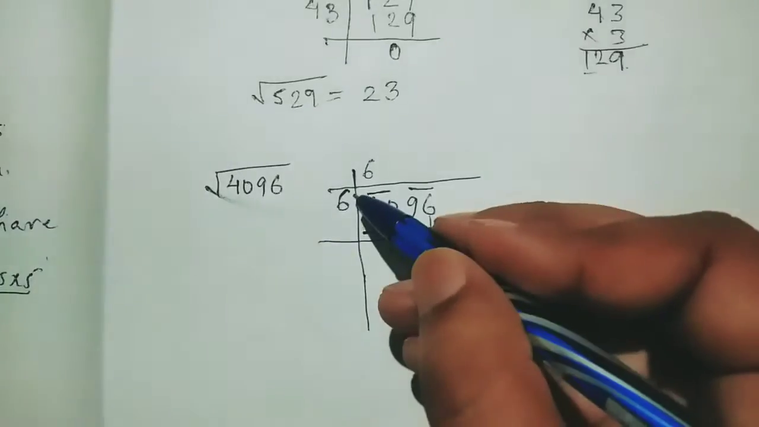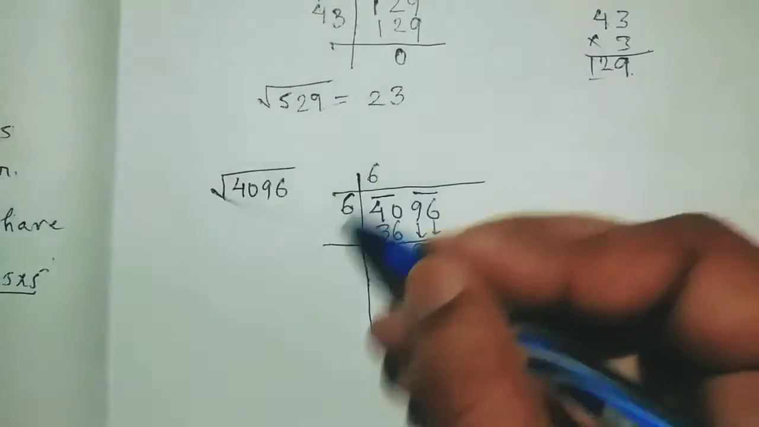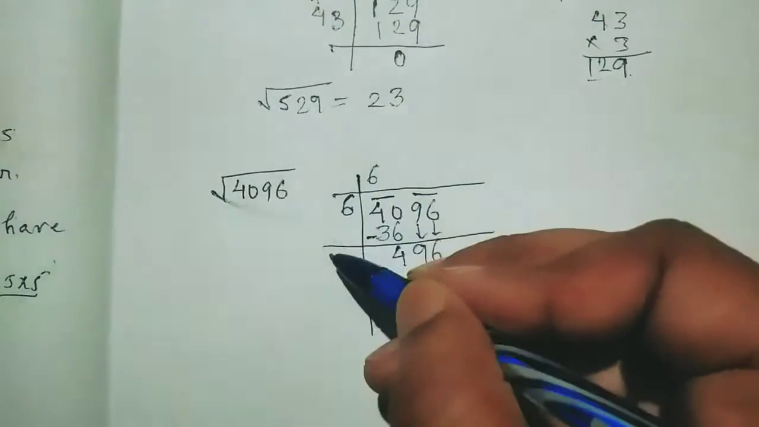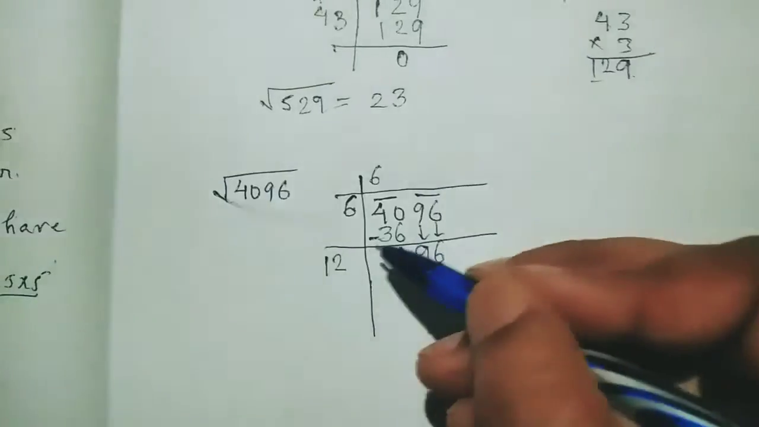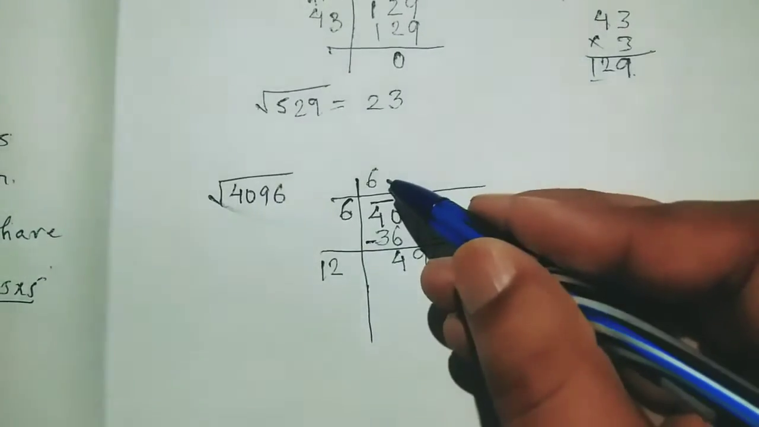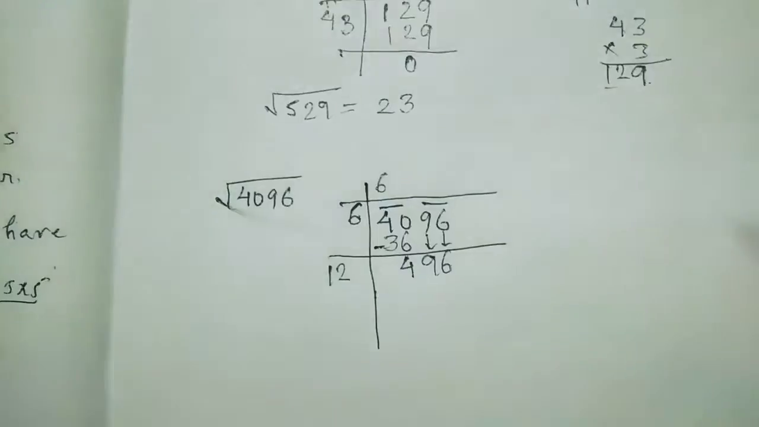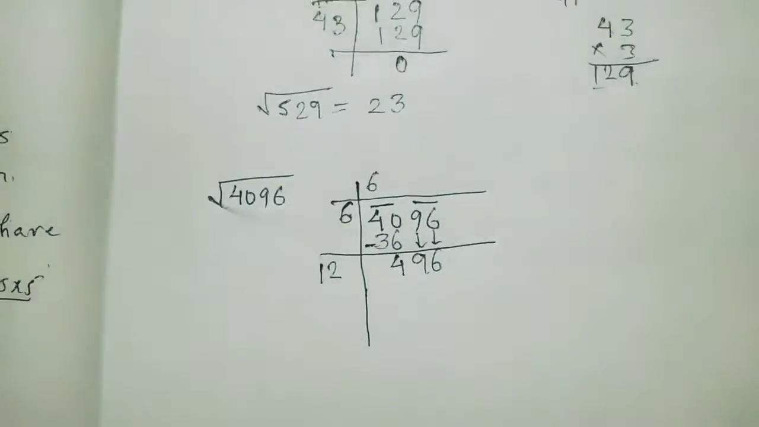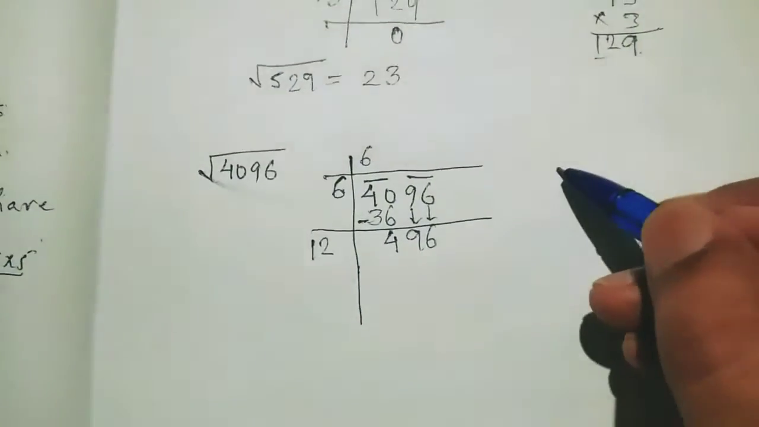Now what is the next step? I told you, you have to add both the numbers, whatever you have multiplied. So 6 plus 6 is 12 here. Now you have to see which number will come here, and you have to multiply with the same number here, so that it becomes 496. Okay, so you have to try one by one.